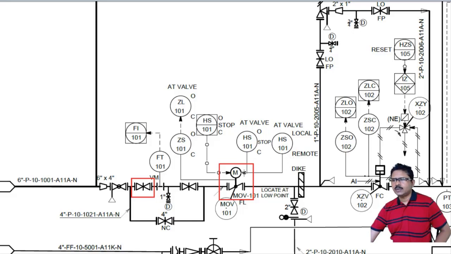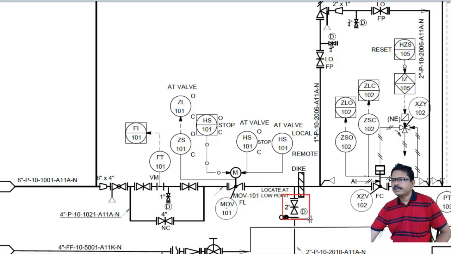These are connected with the motor. Here it is written "add valve", which means it is attached with the motor operated valve and the motor can be operated by using this one. Again, this motor can be operated remotely. This HS101 is at the control panel, and the signal from this control panel normally comes to the motor to operate this motor operated valve.